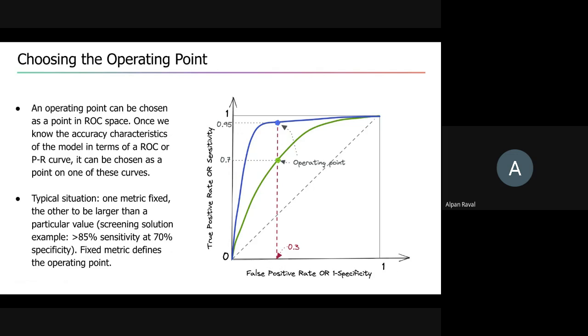Right? So if this is a condition for deployment, and often conditions for deployment are specified in this way, then you can look at the curves and immediately decide whether your model satisfies that condition for deployment or not.